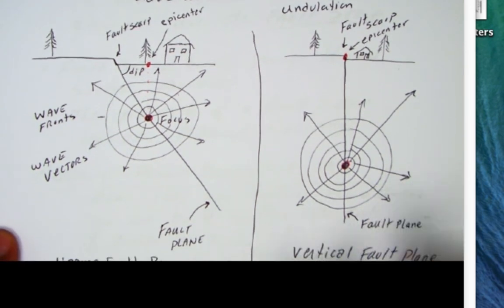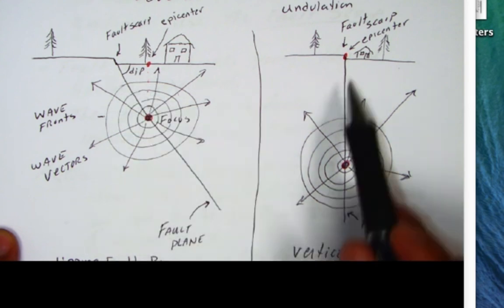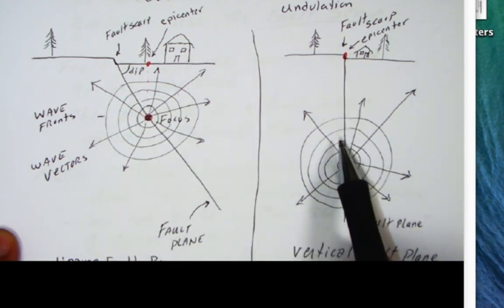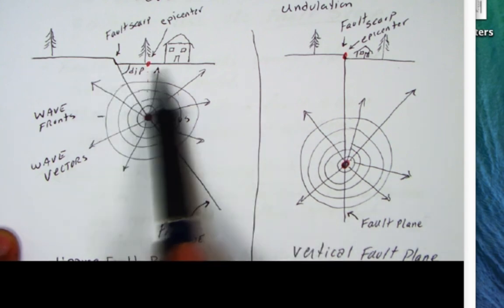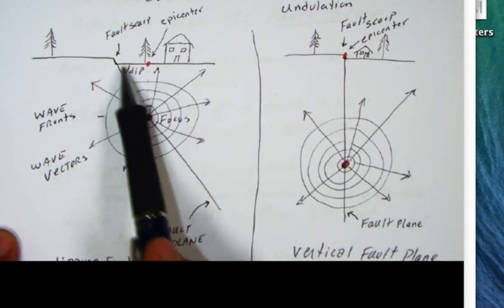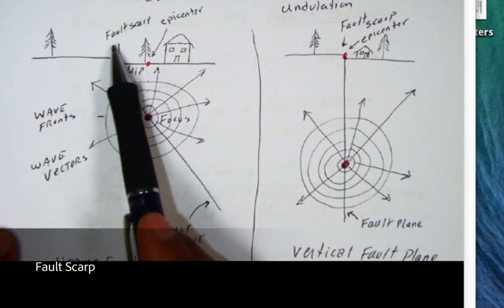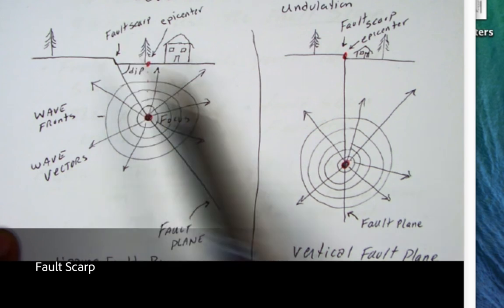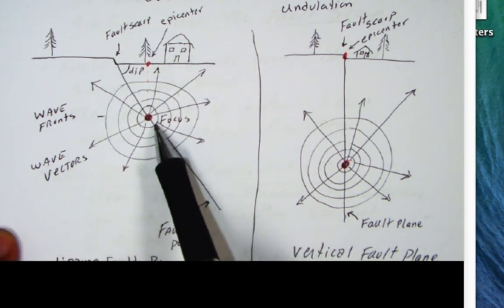Another question I have is on fault planes. Some fault planes dip at a steep angle here, maybe like 70 degrees here. Other fault planes are vertical. And so some important features to note here. Here's the surface. I got some trees and a house here. And the surface break that the fault plane makes with the surface is called a fault scarp. There's the fault scarp. And the focus of an earthquake is where rupture occurs.